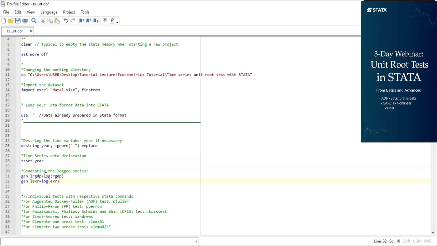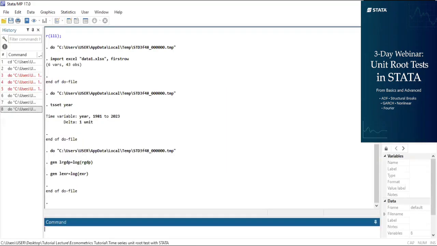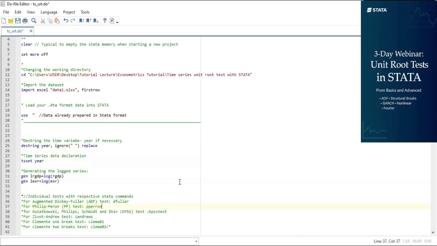Then let's generate the log series. We will generate the log series by running the lines of code in lines 31 and 32. Let me also confirm, yes, no issue. Okay, then I'm good to go.